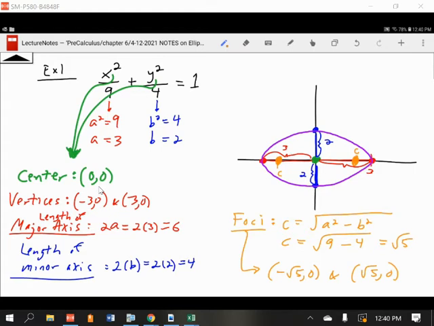I almost got both problems done in time. I'll just rip through the next one real fast, right? Center, vertices, length of the major axis, length of the minor axis, the foci, and then the graph of the ellipse. See how it all kind of came together at one time.